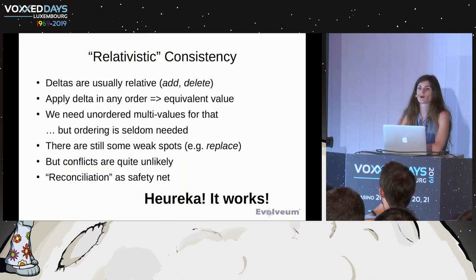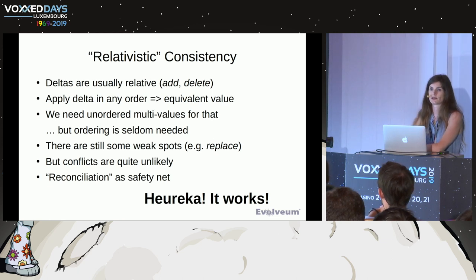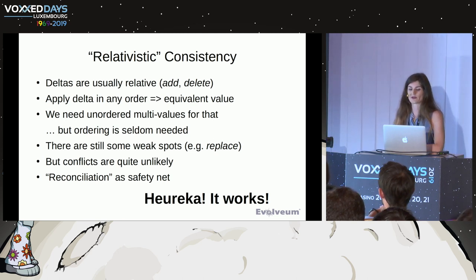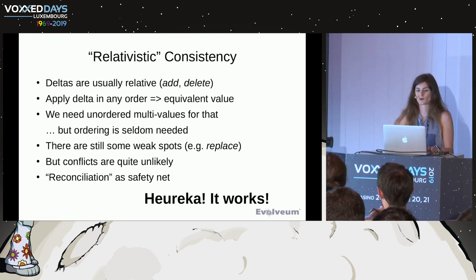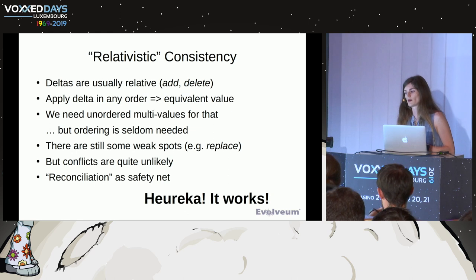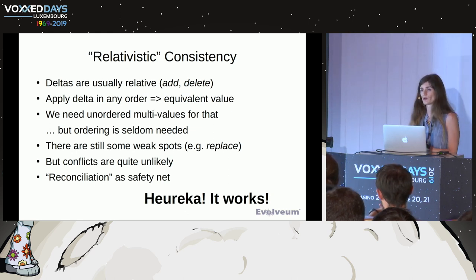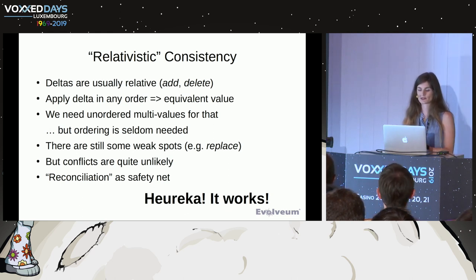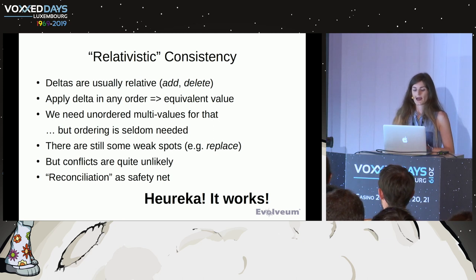This is something we call relativistic or eventual consistency. We want to make sure that in the end the data will be consistent, but there are situations or moments when it may not be so consistent. But when we designed midPoint, we had people in the team who had experience with other identity management solutions, so they were aware of this. And we designed midPoint with respect to this eventual consistency.